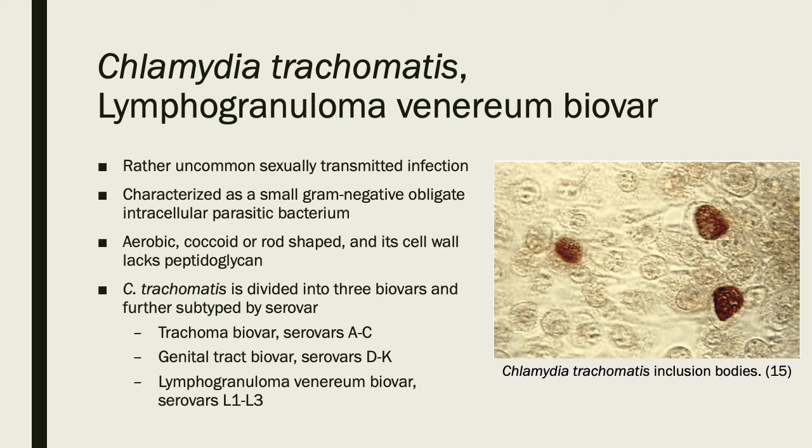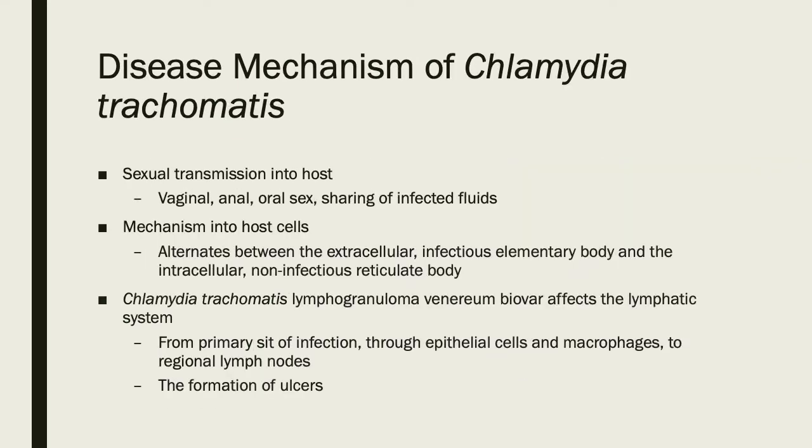While the genital tract biovar is a very common sexually transmitted infection, the Lymphogranuloma venereum biovar is rather uncommon for a sexually transmitted infection. To reiterate, the mechanism of contracting Chlamydia trachomatis is through sex that involves direct mucous membrane contact with an infected individual. This may be vaginal, anal, or oral sex, and ejaculation does not have to occur.